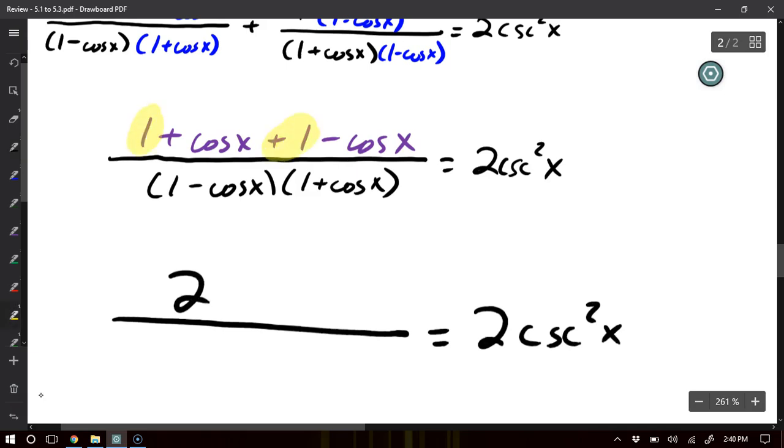Let's stop for a minute and take a look. I want a 2. I mean, look at the right-hand side. You want a 2. You created that.